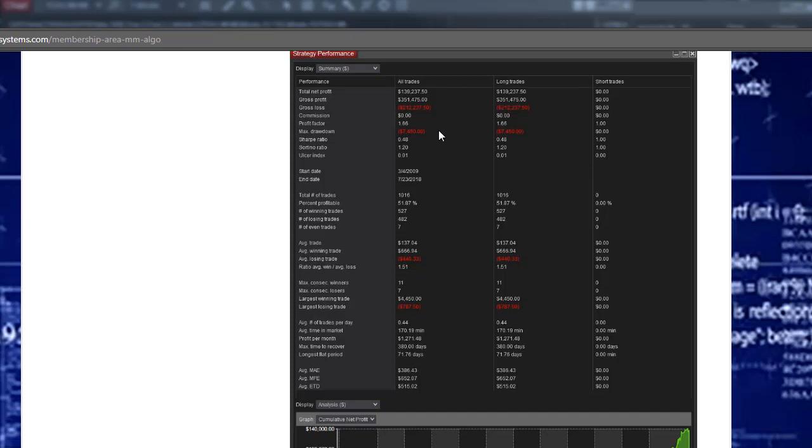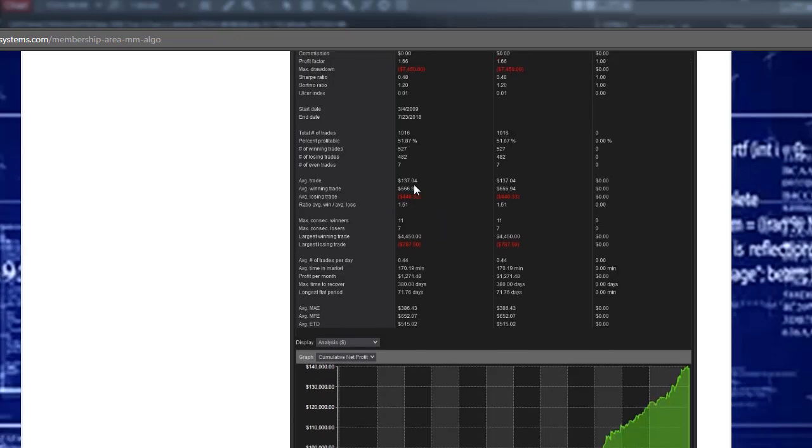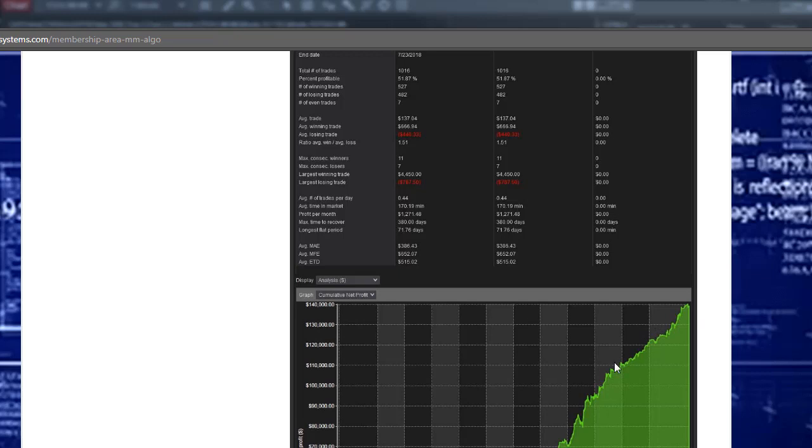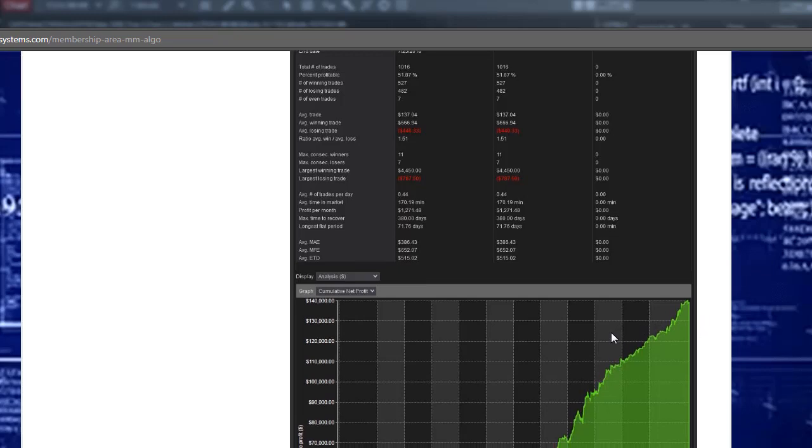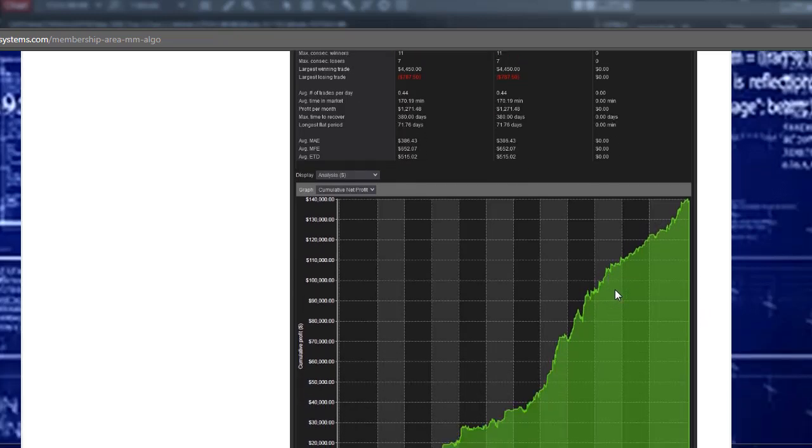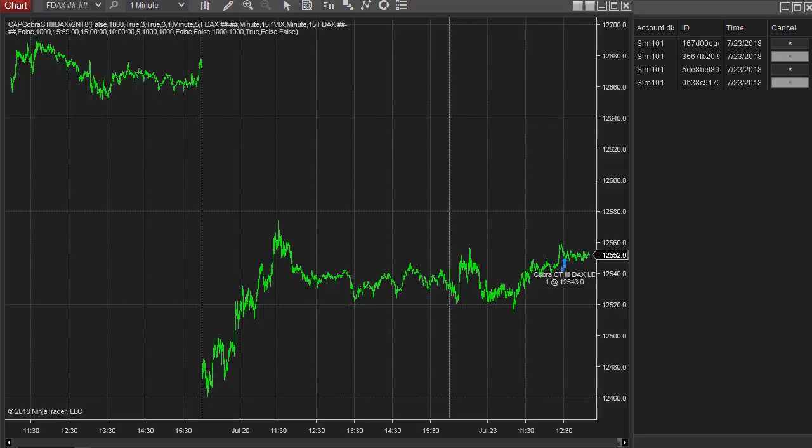It might be high if you're used to looking at the E-mini S&P, but for the DAX, it's a very low drawdown number. And then the average trade profit is 137 euros. And in recent years, that drawdown is lower and the average trade profit is higher. And so there's the equity curve that you can see. And so I'm going to take a look at this in NinjaTrader now.